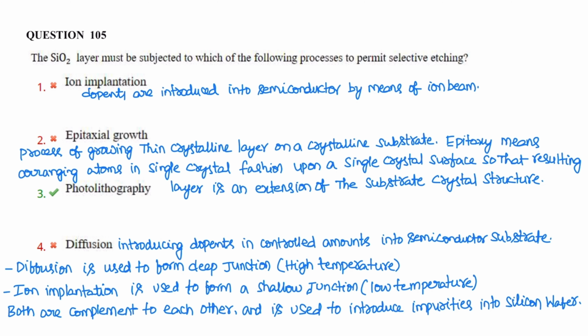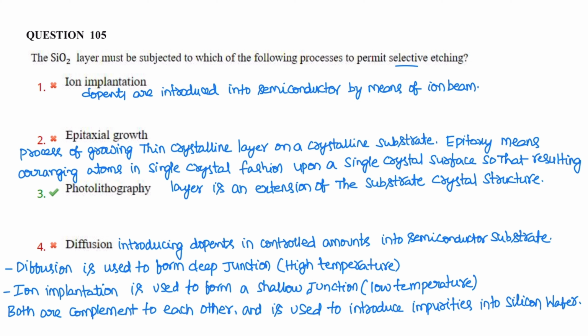Next question. The SiO2 layer must be subjected to which of the following processes to permit selective etching? To permit selective etching is photolithography. First, we'll see the definitions of ion implantation, epitaxial growth, and diffusion. Ion implantation means dopants are introduced into a semiconductor by means of an ion beam. Diffusion means introducing dopants in controlled amounts into the semiconductor substrate. Diffusion is used to form deep junctions at high temperatures. Ion implantation is used to form shallow junctions at low temperatures.